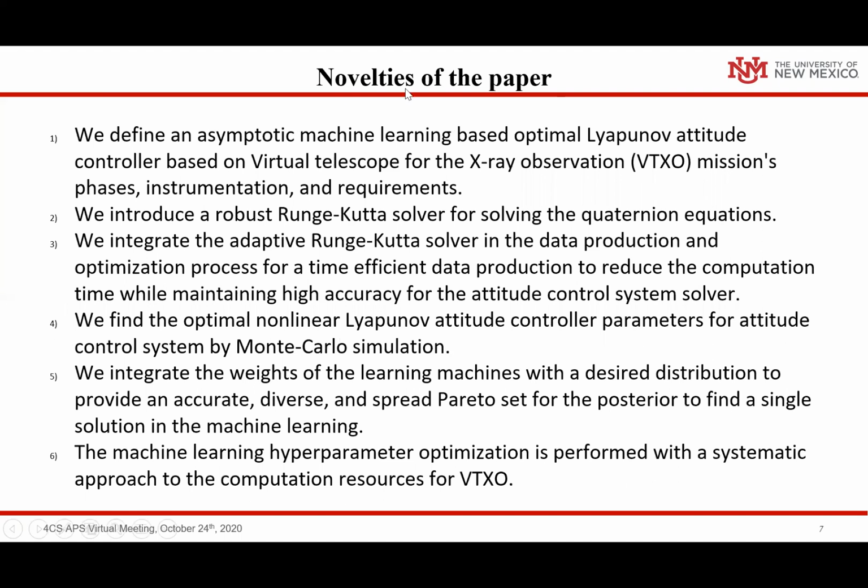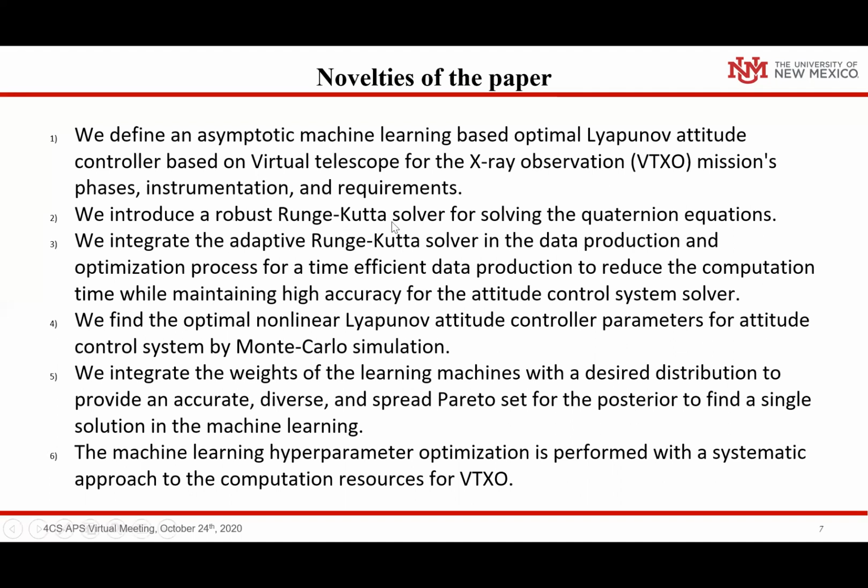We have 6 novelties in the paper. In this presentation, we discuss more of the core of the research, which is the first novelty, and the rest of them are discussed in more detail in the paper. The novelties are: we define an asymptotic machine learning based optimal Lyapunov attitude controller based on the Virtual Telescope for X-ray Observation mission phases, instrumentation, and requirements. I will discuss the requirements, instrumentation, and phases briefly.